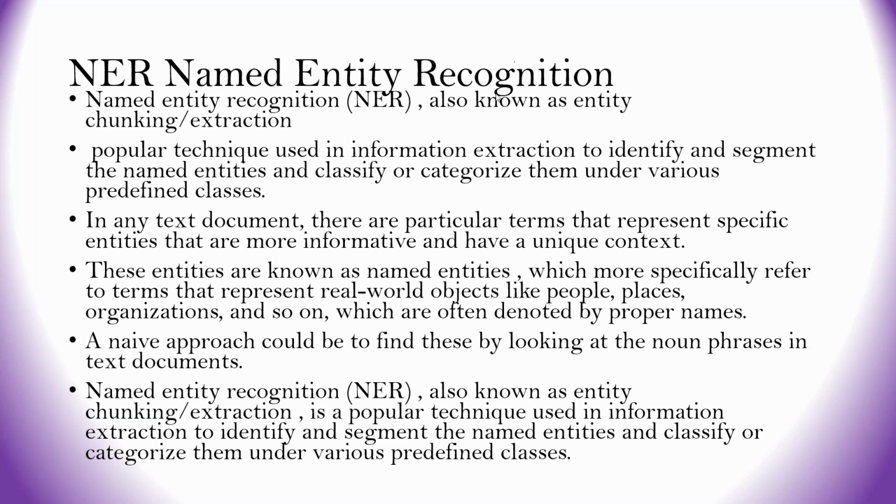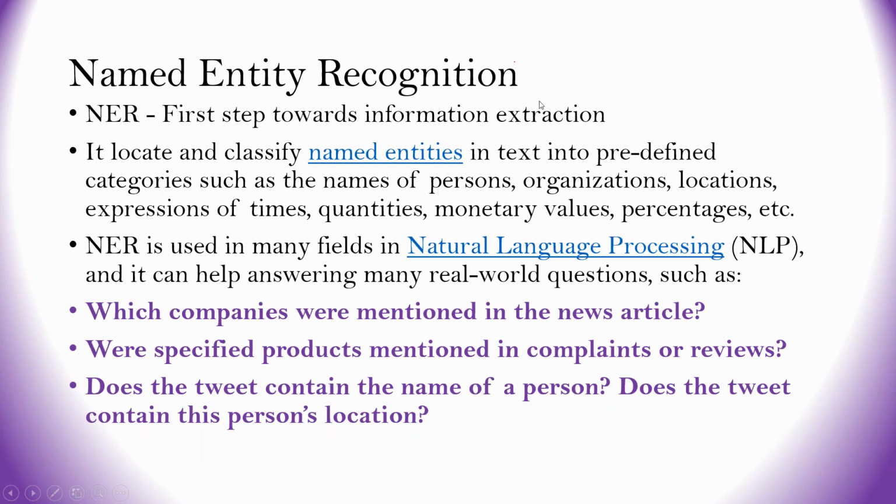And the naive approach could find these by looking at all the noun phrases in the text document. Noun phrases are nothing but NP. When we do POS tagging, NP is very popular, and could be identified with the help of named entity recognition. If you look at this popular technique, how NER works: it is the first step towards information extraction, and it locates and classifies all the named entities into predefined categories such as names of persons, organizations, locations.